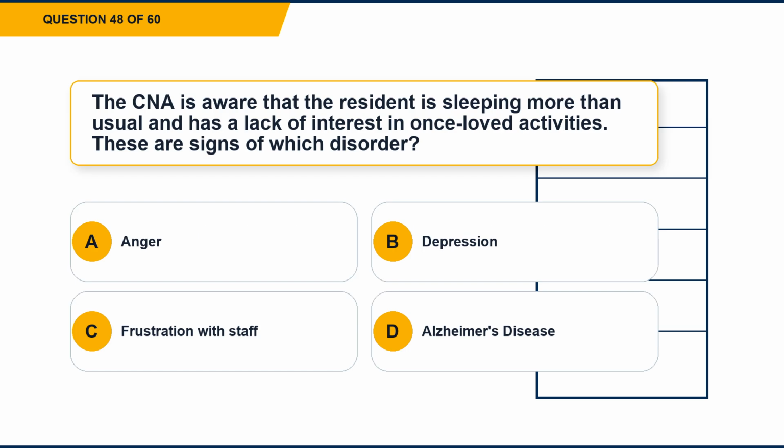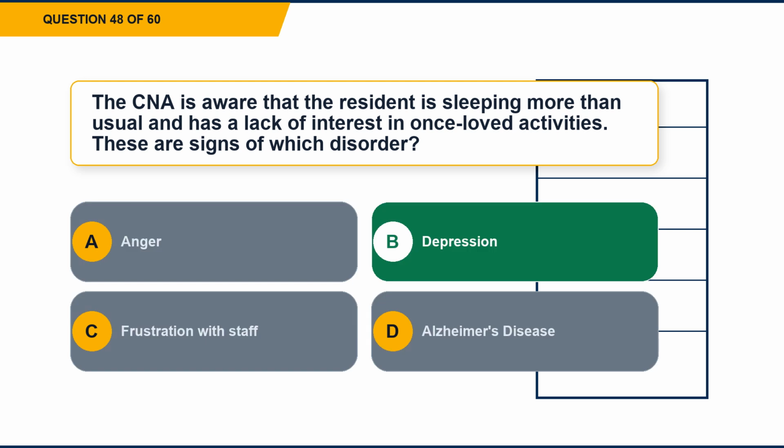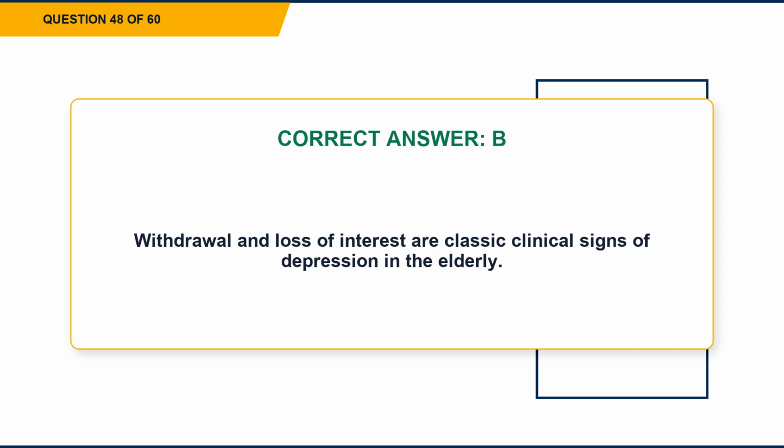Question 48. The CNA is aware that the resident is sleeping more than usual and has a lack of interest in once loved activities. These are signs of which disorder? Option A. Anger. Option B. Depression. Option C. Frustration with staff. Option D. Alzheimer's disease. The correct answer is option B. Depression. Explanation. Withdrawal and loss of interest are classic clinical signs of depression in the elderly.